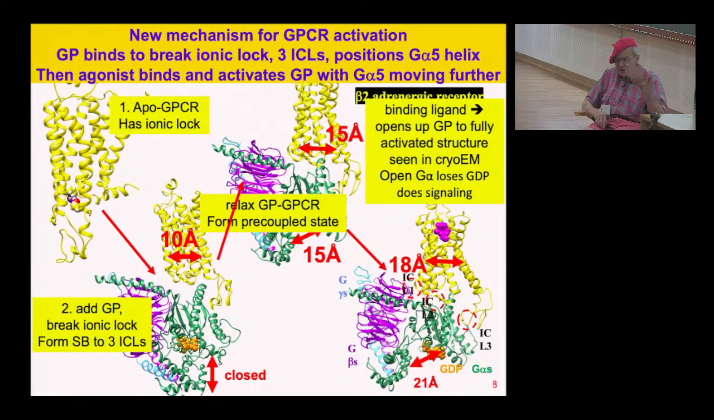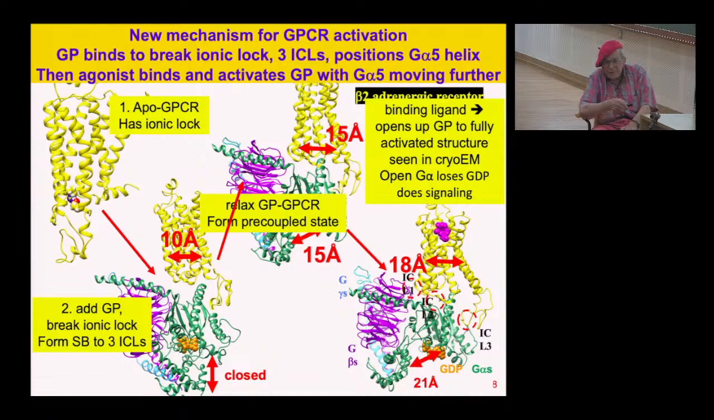So these are like ligand-bound form, ligand-unbound form, correct? Yeah, so this is the inactive, no ligand, no G protein. This is bringing in the G protein. It binds the system. It goes downhill to open up that ionic lock, and then it relaxes to a configuration. It's partly open. So the distance goes from 10 angstroms to about 15 angstroms. It finally gets activated. It goes up to 21 angstroms.